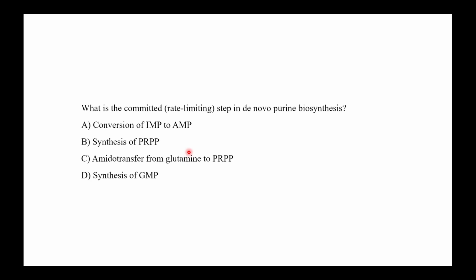Option A, conversion of IMP to AMP. Option B, synthesis of PRPP. Option C, amido transfer from glutamine to PRPP. And option D, synthesis of GMP. The correct answer is option C, amido transfer from glutamine to PRPP.